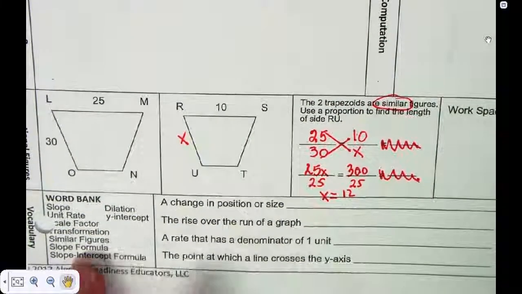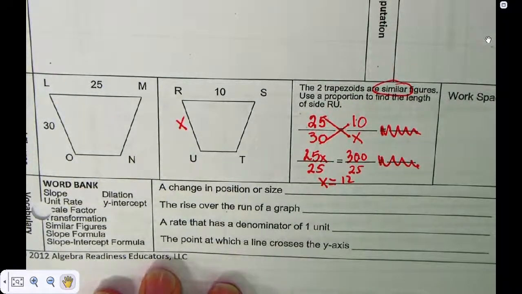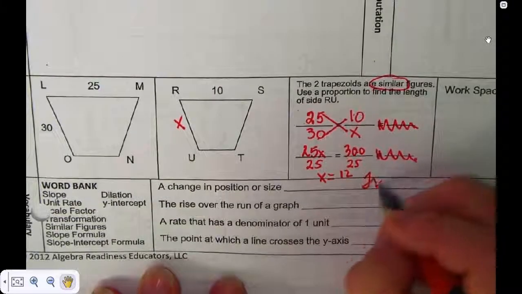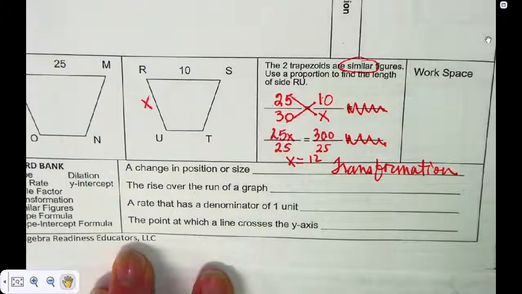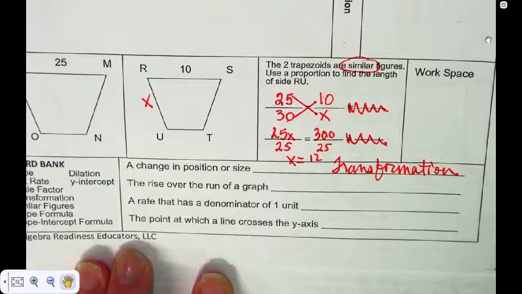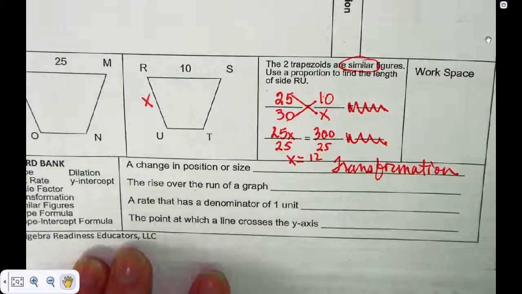Okay, now we're going to use this word bank to fill in these blanks. A change in position or size. Transformation, which could be a dilation or a reflection or translation, right? Dilation means it's going to change in size. Translation just means you're going to move it, right? Move position. Reflection, move the position of it.